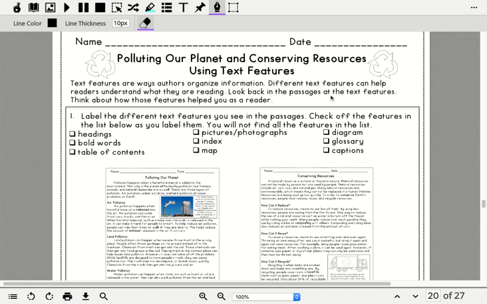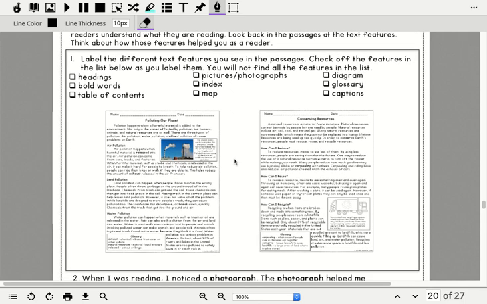Look back in the passages at the text feature. Think about how those features helped you as a reader. So number 1 says label the different text features you see in the passages. Check off the features in the list below as you label them. You will not find all the features in the list. Okay, so let's come down here and let's look at these.